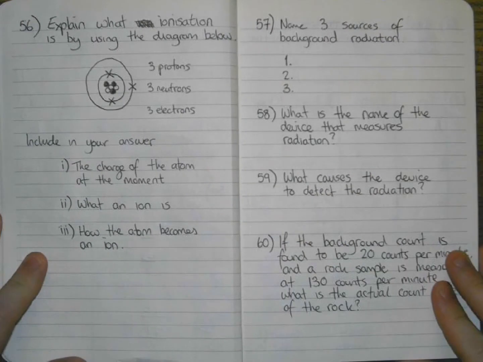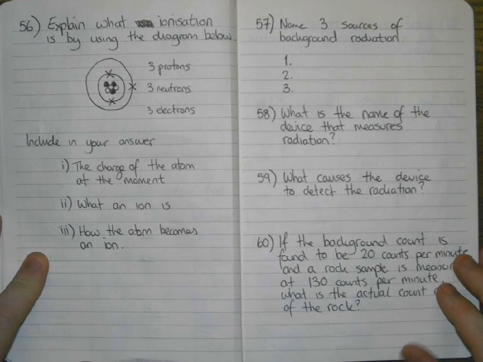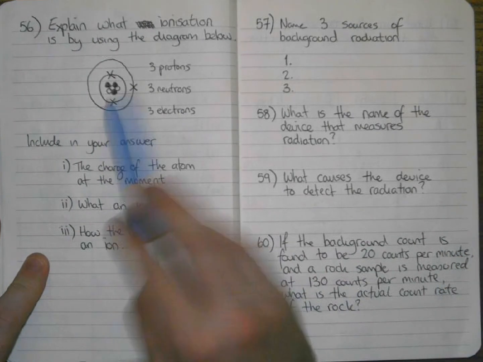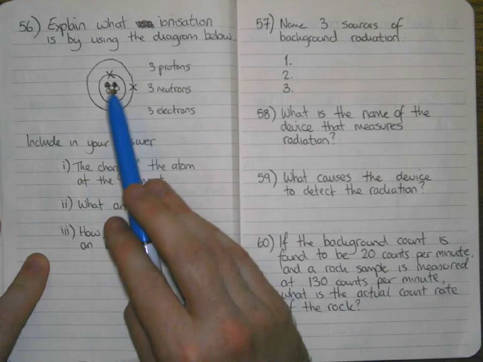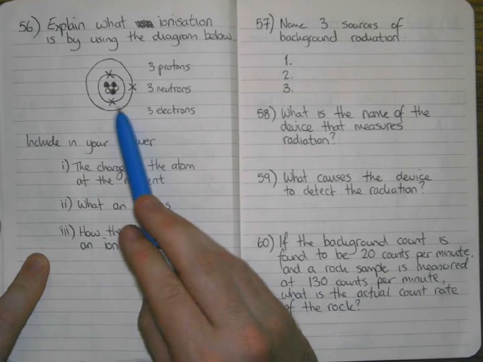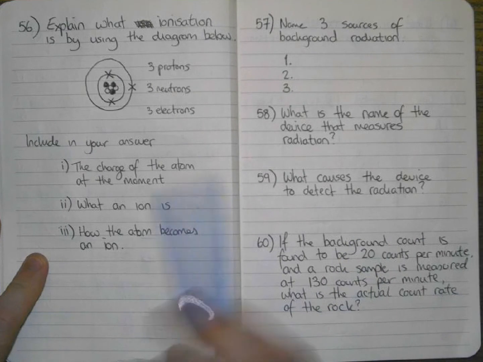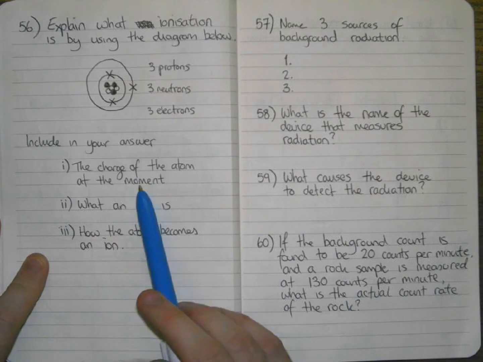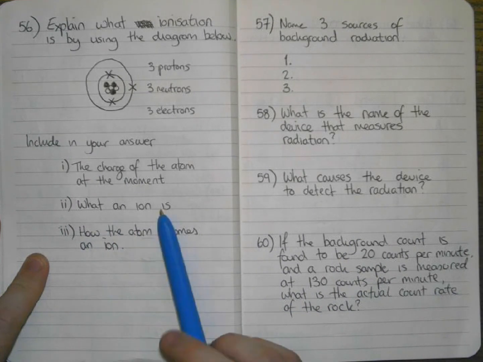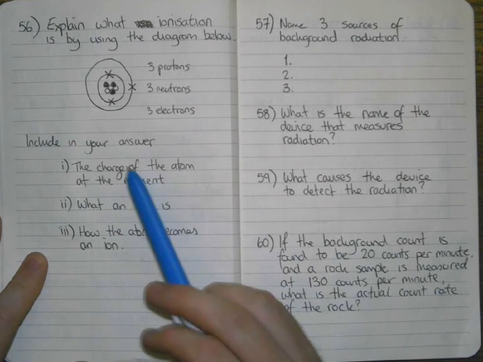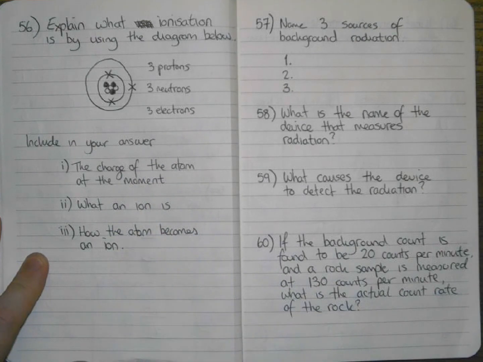Next, explain what ionisation is by using the diagram below. So we've got an atom, a nuclear model which has 3 protons, 3 neutrons, and 1, 2, 3 electrons. We've got to include in our answer the charge of the atom at the moment, what an ion is and how the atom becomes an ion. Now that's been split up for you, so have a go yourself and then check back on the video.